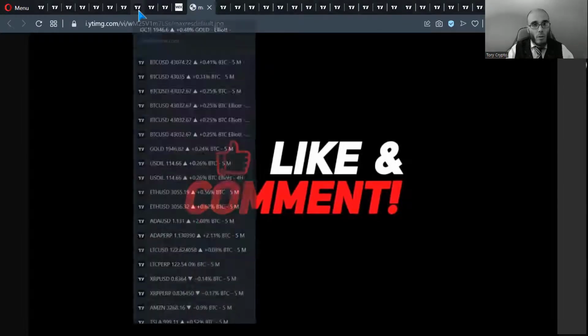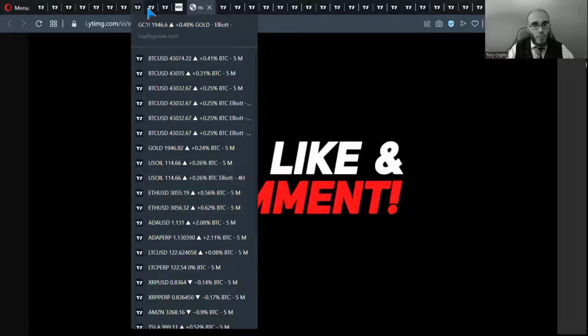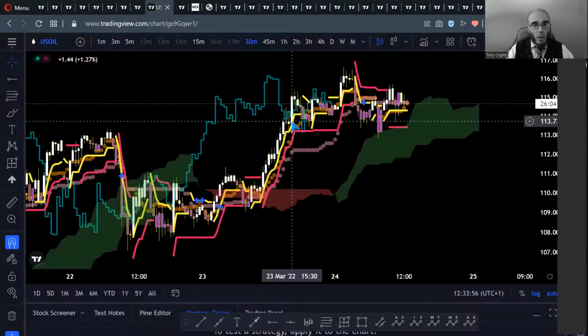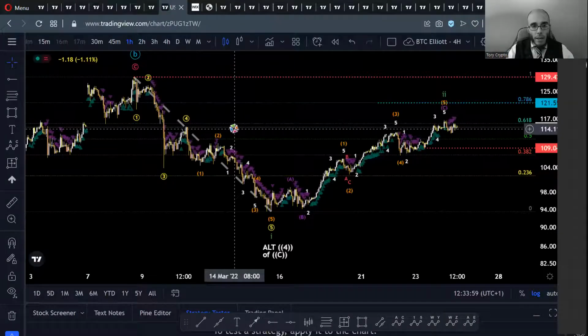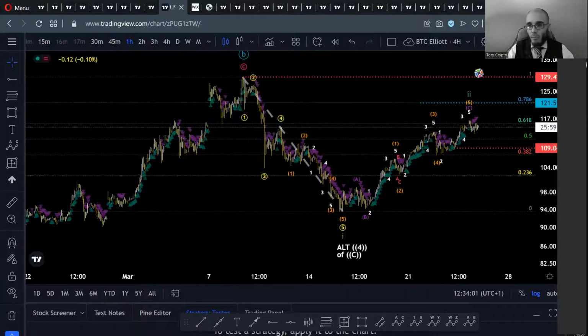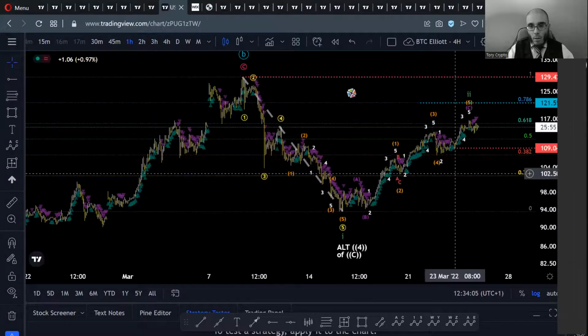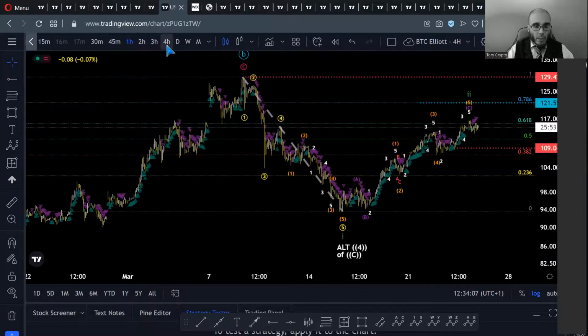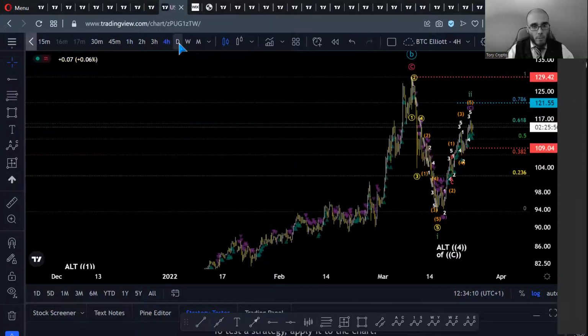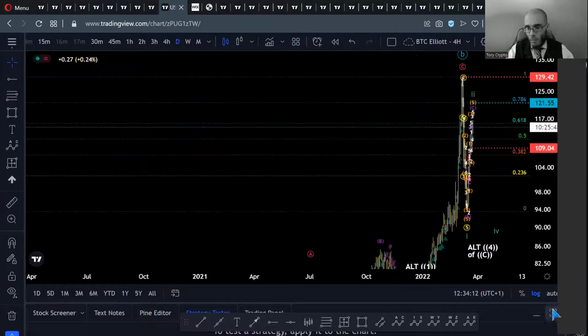Let's now talk about the charts. So today I want to talk about USOIL. And I first want to talk about the Ichimoku, the Elliott wave count. So let's take a look at the bigger picture. Maybe the 4 hour will do, or the 1 day. Let's see.